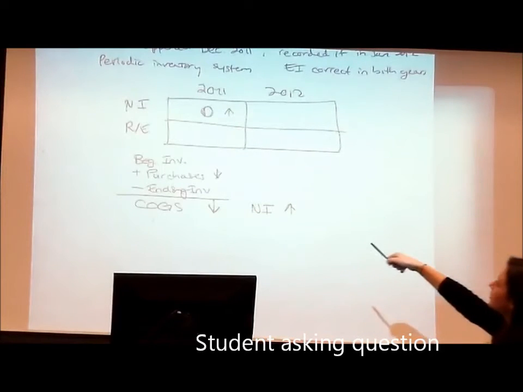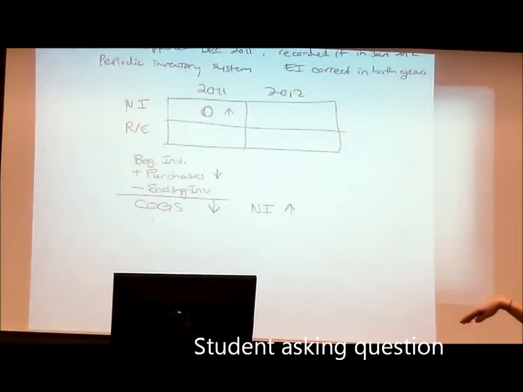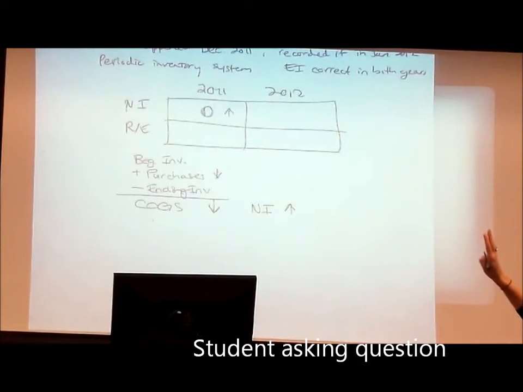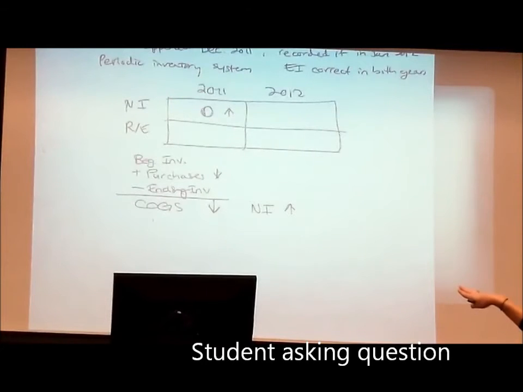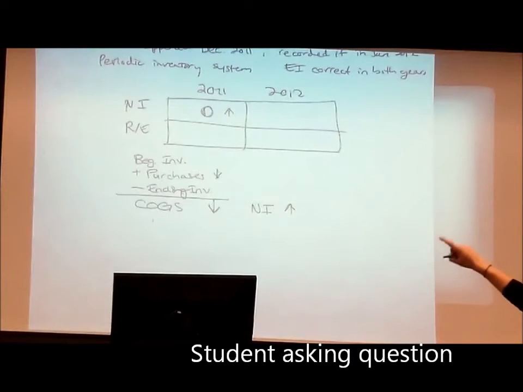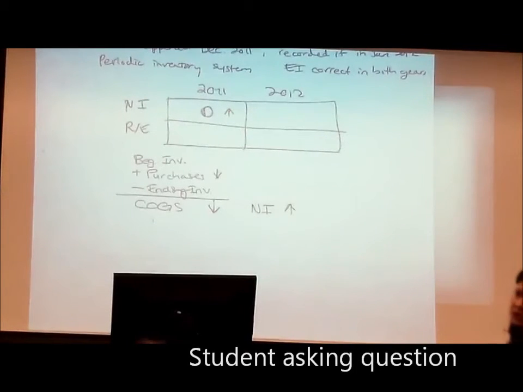So if you look at the equation, pretend there are numbers. You don't change beginning inventory, you don't change ending, but you increase purchases by an amount. What happens to cost of goods sold? According to the equation, it increases, right? It says plus purchases, so you know that they move in the same direction.